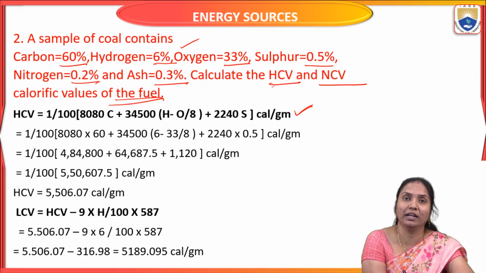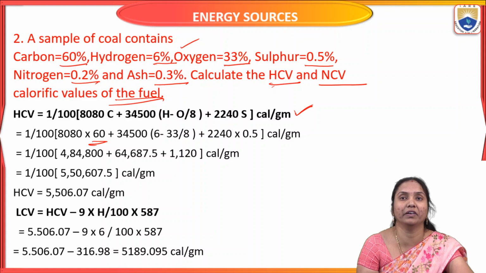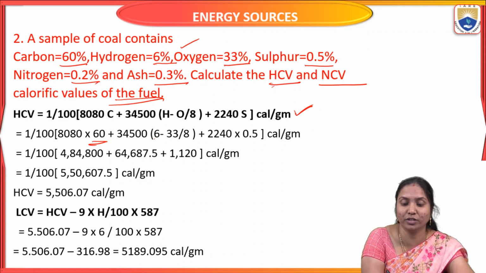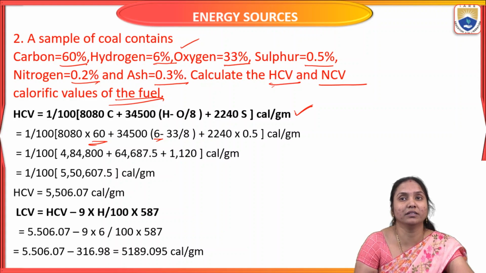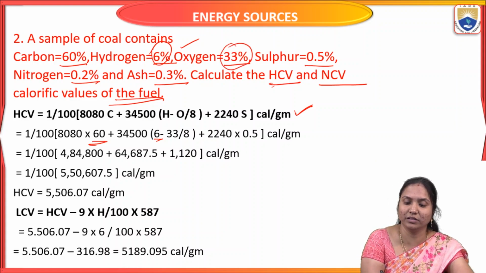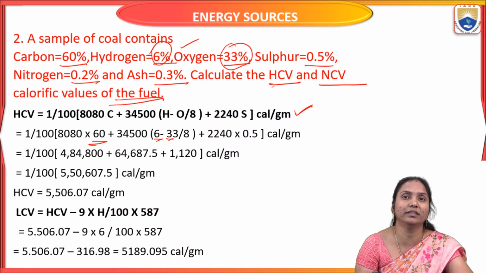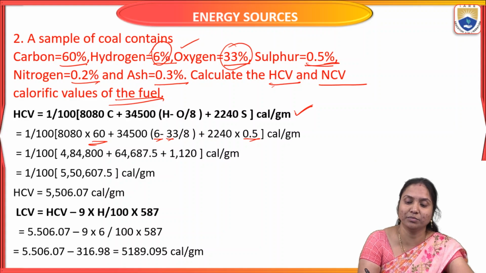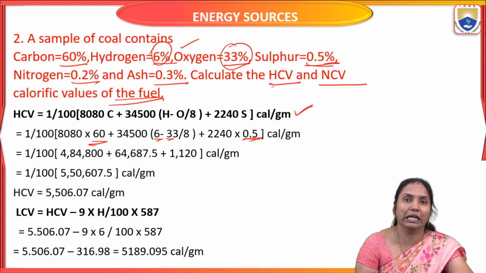So we get 1 by 100 into 8080 and the carbon percentage, 60, plus 34,500 into H minus O by 8, where the hydrogen percentage is 6 and the oxygen percentage is 33, so 33 by 8, plus 2240 into the sulfur percentage present in this coal sample, which is 0.5, calorie per gram.